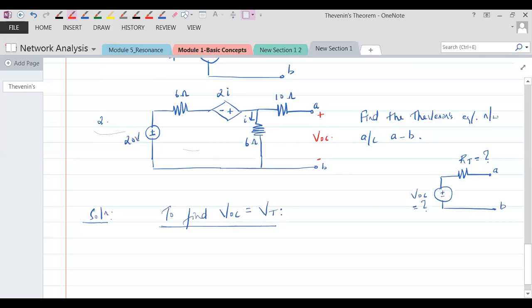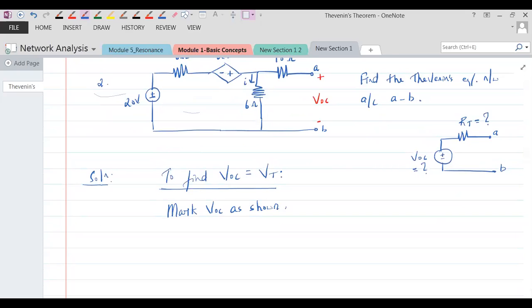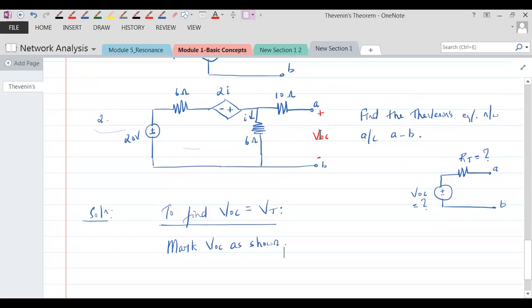Okay, this is your VOC, and you know VOC is your VT. Every time I'll not write that. But I'll say in the problem: mark VOC as shown. So we have marked. Again, as we did in the previous problem, let's do the same to find out VOC.